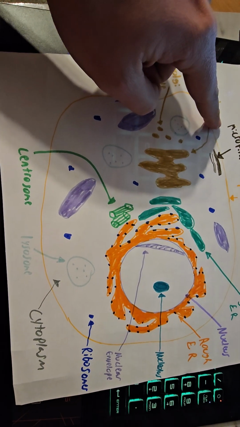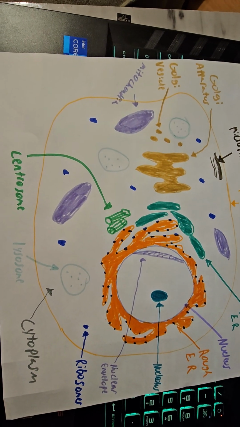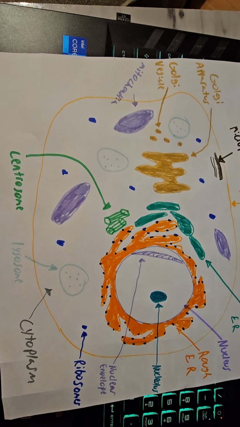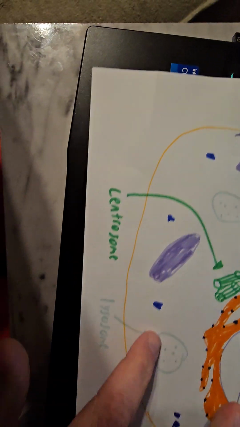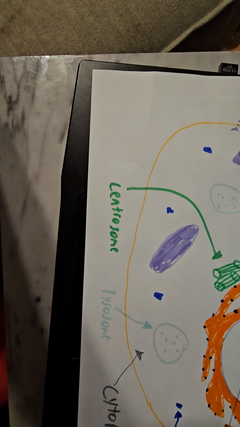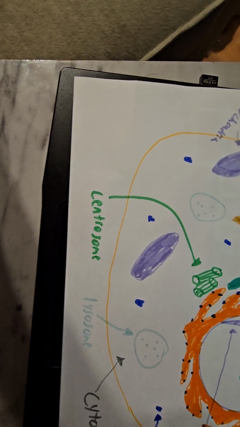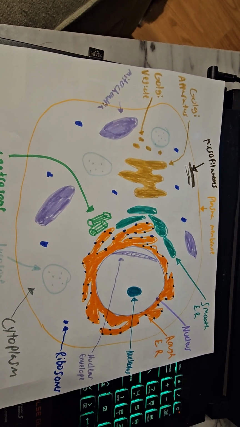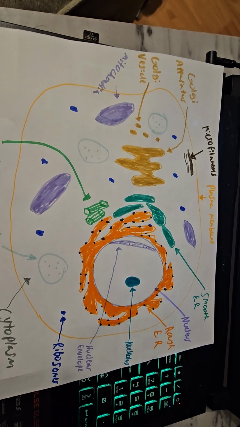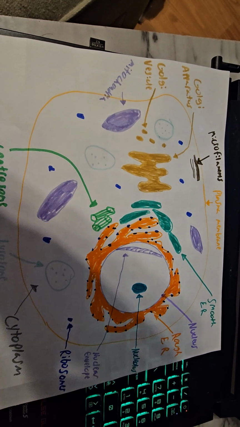Last thing I have up here is the microfilaments. They are protein filaments, and the main function of this organelle is cellular movement. The organelle also provides mechanical stability with the cell. I thought that was interesting, so I included that.